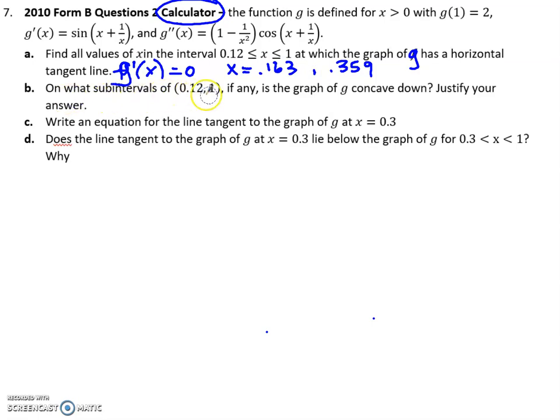On what subintervals from that little interval, if any, is it concave down? So concave down, remember, is when you're looking for when the second derivative is a negative number. So I graphed the second derivative and looked for when my second derivative was less than 0. And it was less than 0 from 0.129. I had to find that 0 up to 0.22. I also had to find that 0. So again, I actually defined when it was zeros. These were the zeros, and then this is when it dipped into the negatives.